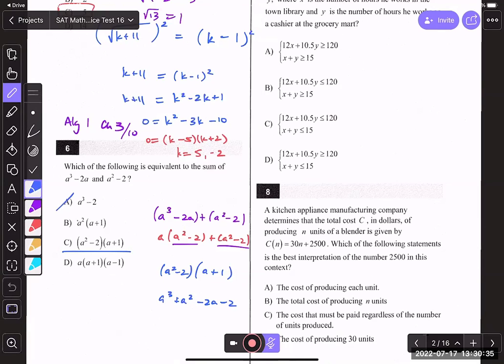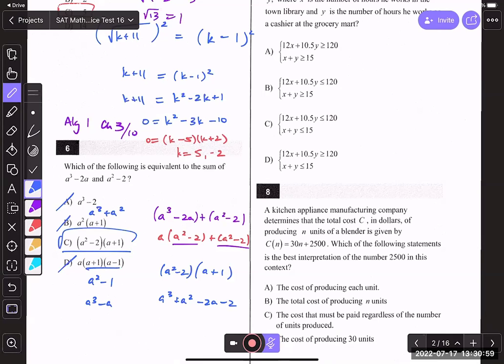And then you can just expand out all of your answer choices to see which one is the correct answer, right? So you'll see this one's a cubed plus a squared. Okay, that's also wrong. There's no minus 2a minus 2 part, right? D is a little bit easier because we have this. That's a squared minus 1 times a, that's a cubed minus a. Okay, well, that's also wrong. So that means that C has to be your right answer.